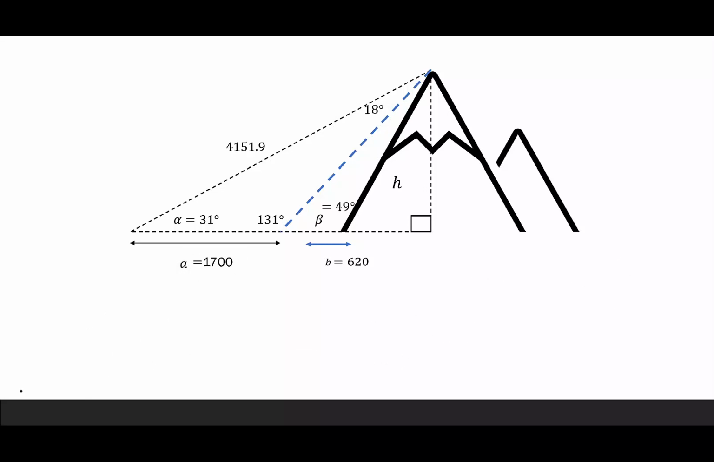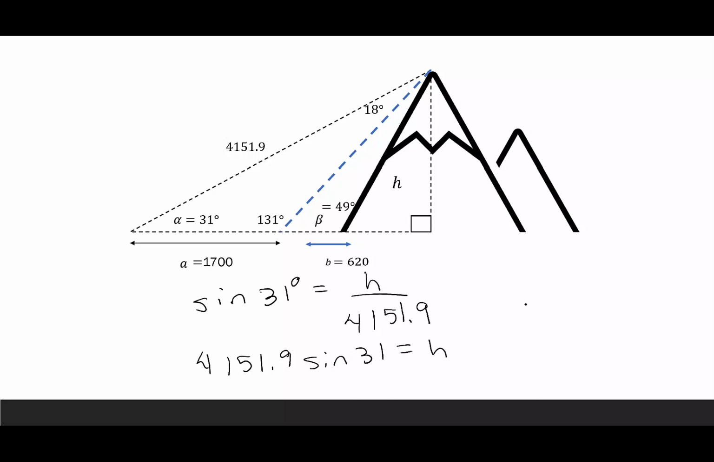Now that we have the value of the hypotenuse, we can find the height h. We'll take the sine of 31 degrees to be the height over 4,151.9. That says 4,151.9 times the sine of 31 is the height of our mountain, which is 2,138.39 kilometers. Notice we never use the value of 620 kilometers.